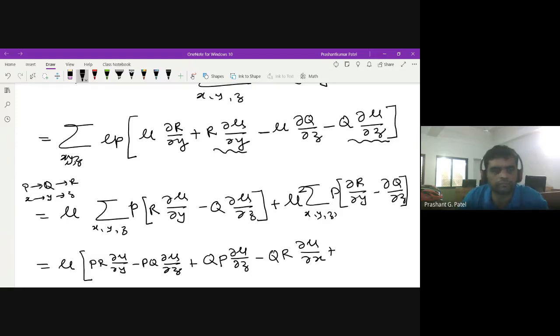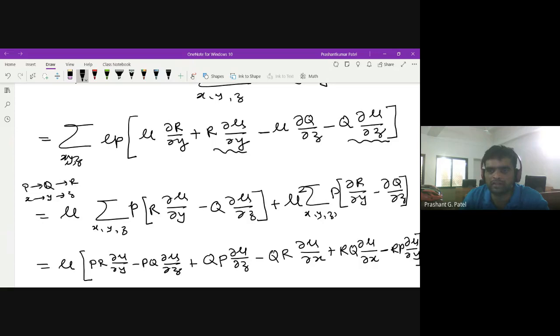Plus, now here Q was replaced, so instead of that we have R. So R, then P is replaced by Q, so RQ ∂μ/∂x, with Z replaced by X. Minus, Q is replaced by R, R is replaced by P, so RP ∂μ/∂y, with X replaced by Y. This is my first summation. That is the first one.